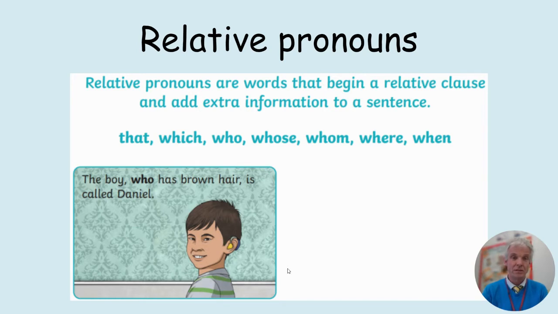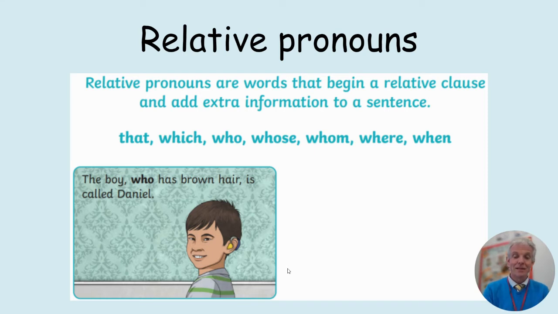And there's a sentence there with one in. The boy who has brown hair is called Daniel. So it's a subordinate clause, who has brown hair, because if we took that out, the sentence would still make sense. The boy is called Daniel. That makes perfect sense. Put in the subordinate clause, it has a relative pronoun, who has brown hair, so that is a relative clause. The boy who has brown hair is called Daniel. The relative clause is who has brown hair. As simple as that.